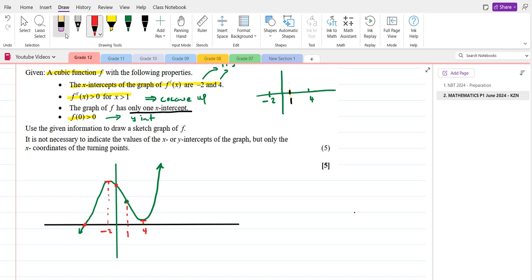If you have any alternatives, let me know in the comments. All right, so that's x and that's y. I hope you guys are understanding. So use the information to draw the sketch graph of f. That's my graph of f.